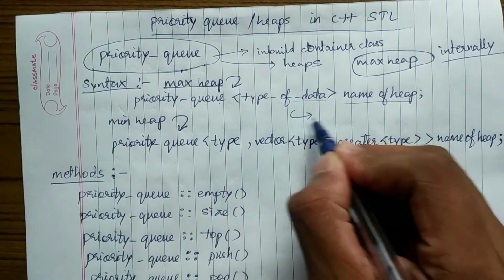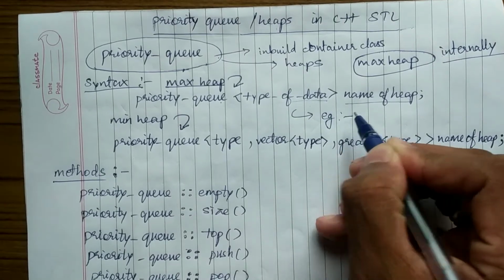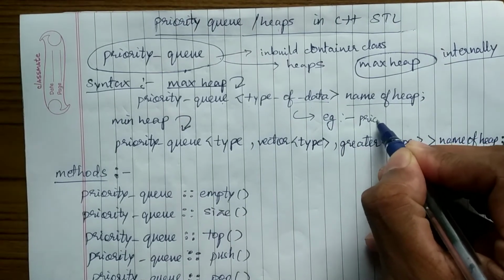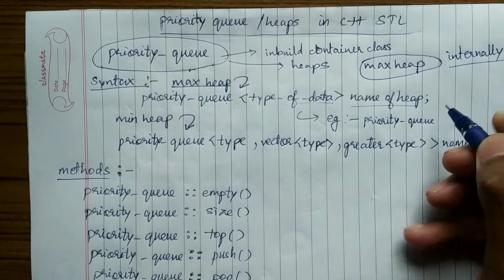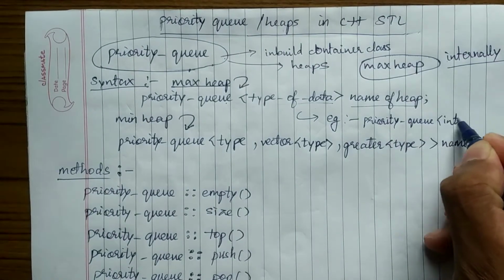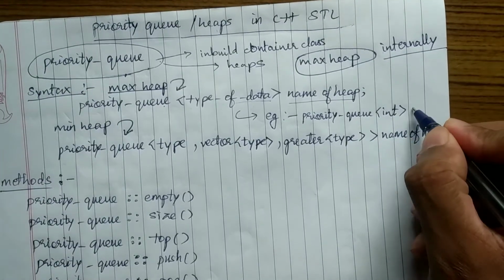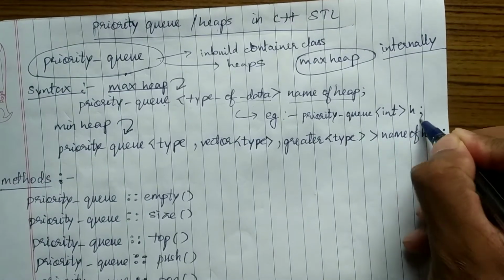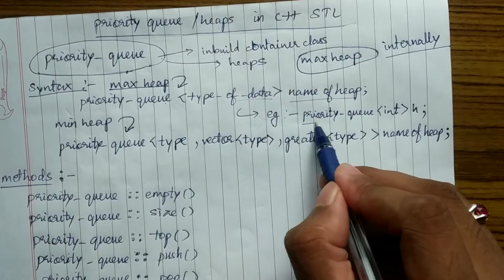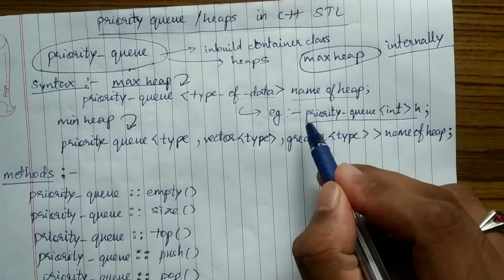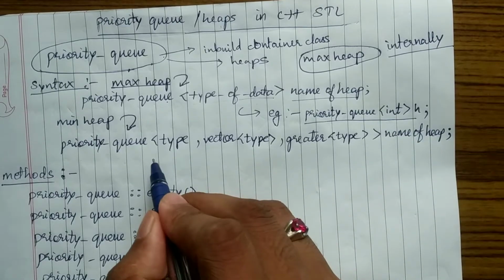For example, priority_queue, type of data, let's take int, and some name of heap as h. This is an example for this. So this will act like a max heap now. So what about a min heap?